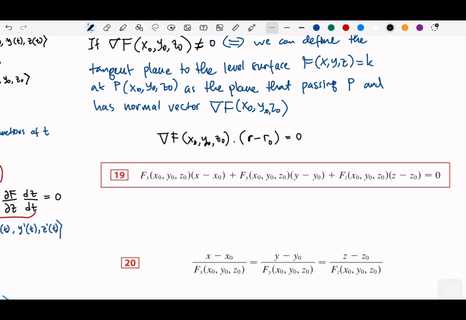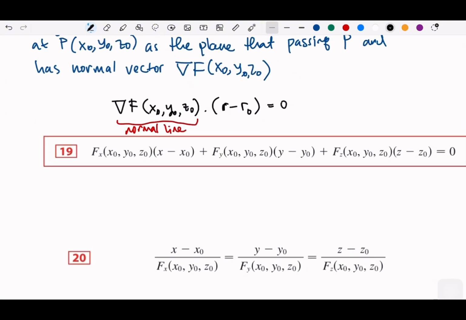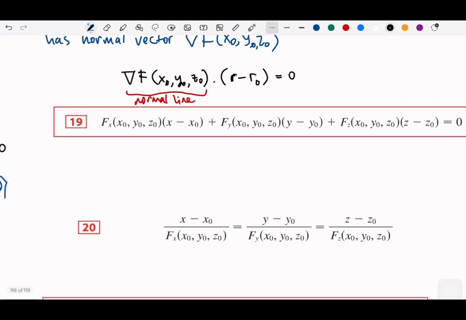Let me give you some notes on how we could see this. So the normal line is the del f. This is the normal line. And also the equations could be in terms of the symmetric equations, like this number 20 here. This is what we call the symmetric equations.